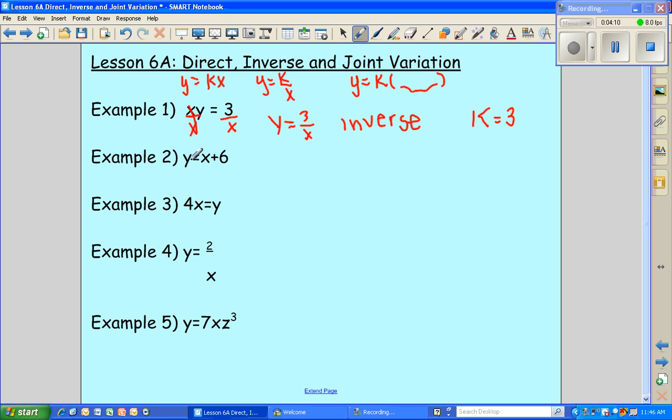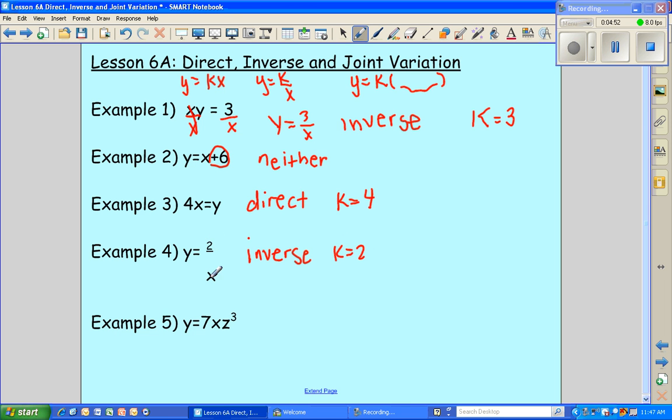Okay. This one here, y equals x plus 6, this plus 6 here, that keeps it from being a direct variation, so this would actually be neither. This one, 4x equals y, that is set up for a direct variation, y equals 4x. And your constant would be 4. Y equals 2 over x, that is an inverse variation, because you've got that division going on there, and your k here would be 2.